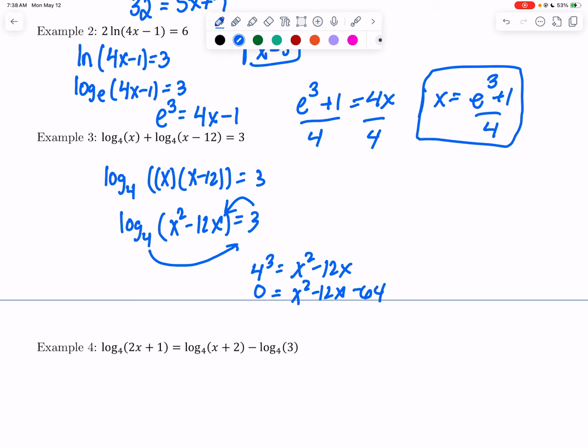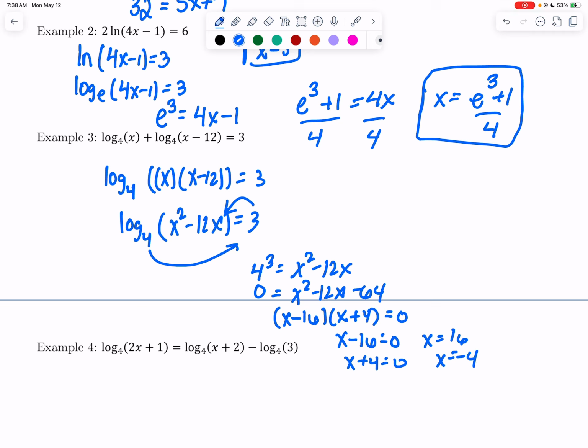So now we just need to think about factors of 64 that are going to give me a sum of 12. And that's going to be 16 and 4. Set each factor equal to 0. So you have x is equal to 16 and x is equal to negative 4.